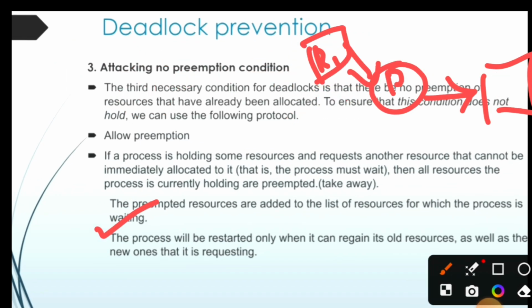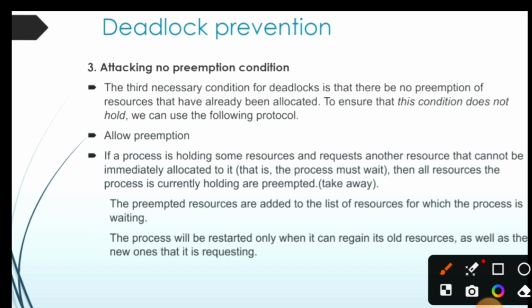Now let us go to the third condition, that is no preemption. What is preemption? When a process is making use of some resource, no other process can take away that resource from the process. For preventing deadlock, we want to see if we can avoid no preemption. What does it mean? It means preemption should be there. So the opposite of no preemption is preemption.